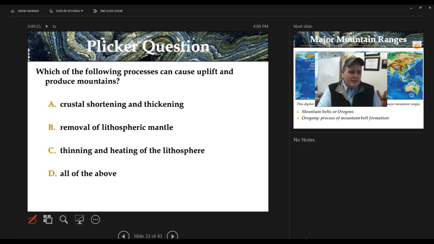Okay, but thinning and heating of the lithosphere could also cause mountains, because remember, if I pull these apart, you can have one go up and one go down. So in reality, this is kind of a trick question. This is all of the above. All of these can cause mountains. Some of them are bigger than others, but they're caused by different forces as you go through it.